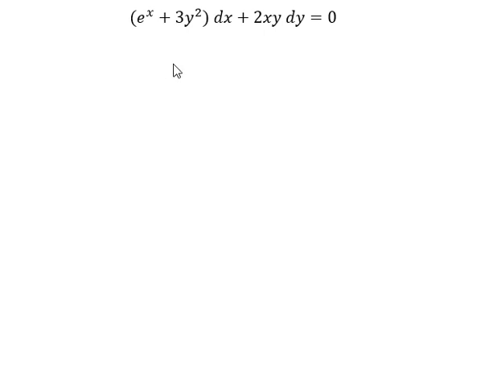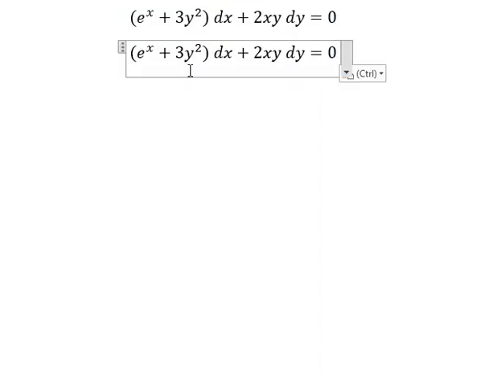Hello everybody, so today I want to talk about calculus, the topic that is about differential equations. So now I want to show you how to answer. We need to divide both sides by dx.